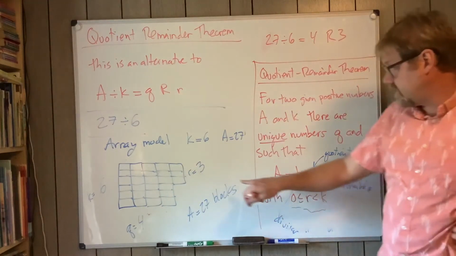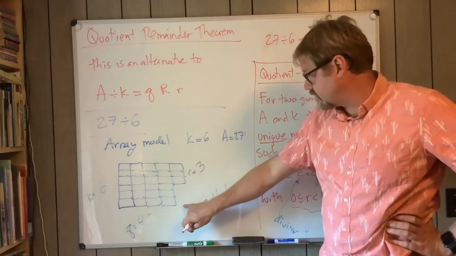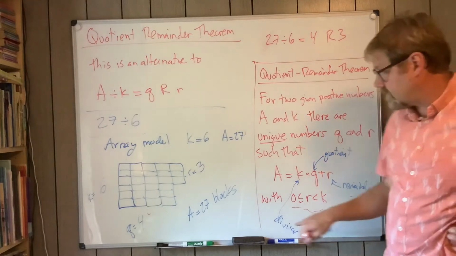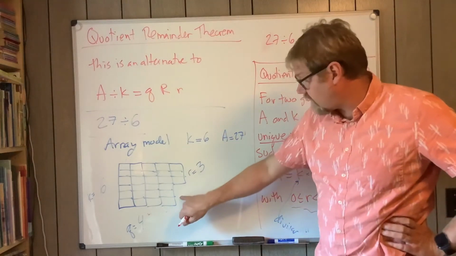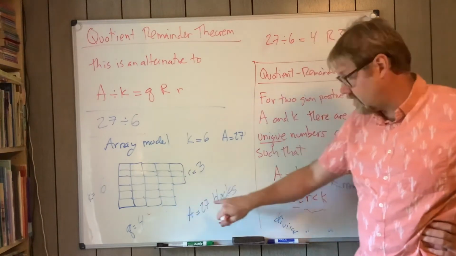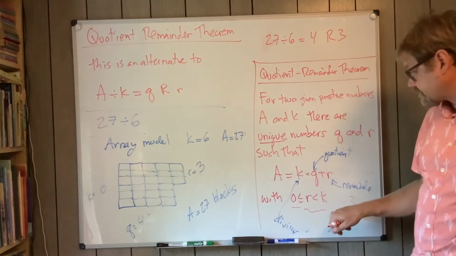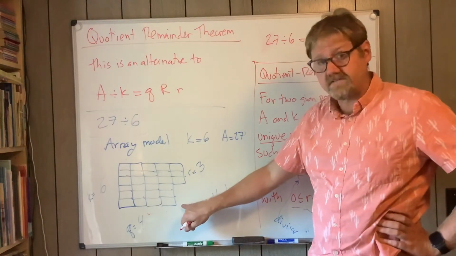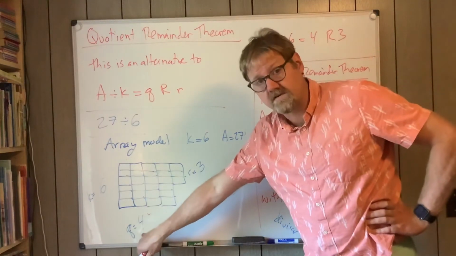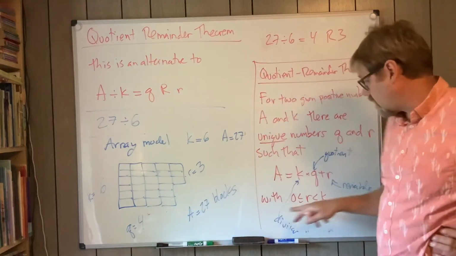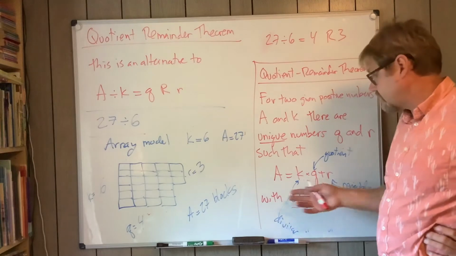Or R could be anywhere from 0 up to the number of rows, but not equal to the number of rows. So in this case, I could go up to 5. I could have either 0, 1, 2, 3, 4, 5 as a remainder, but not 6. The reason I couldn't do 6 is as soon as I get to 6, I have a different quotient. This would go up to 5, and then R would be 0. So this is kind of a nice picture.